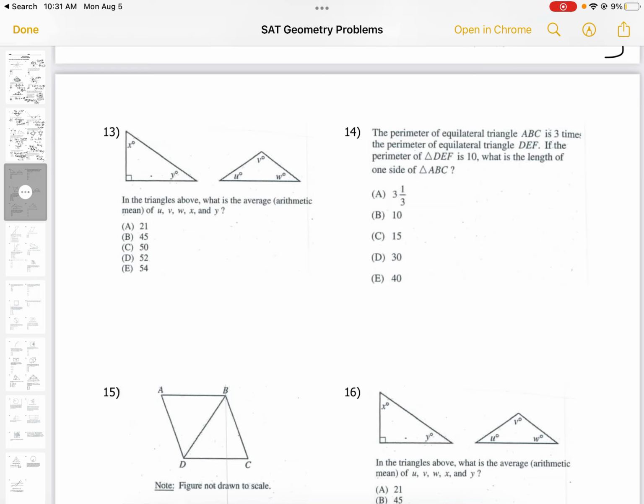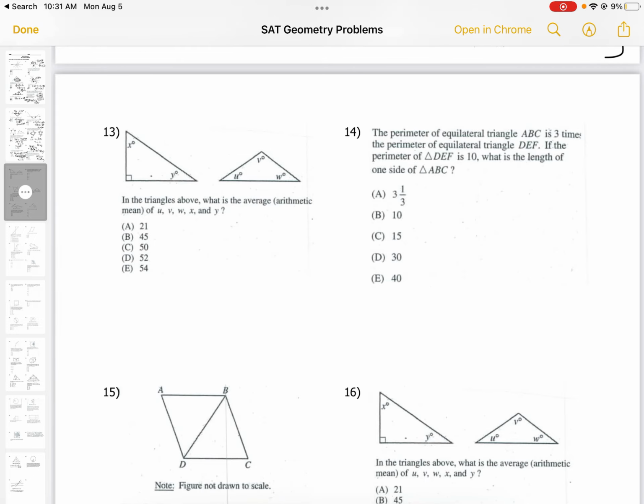In this video, we'll be covering only the first 15 questions of this document compilation of SAT geometry problems, and then in the next installment of this series, we'll be going over the next 15, and so on. Okay. Number 13. In the triangles above, what's the average of U, V, W, X, Y, Z? Or X and Y. Okay.